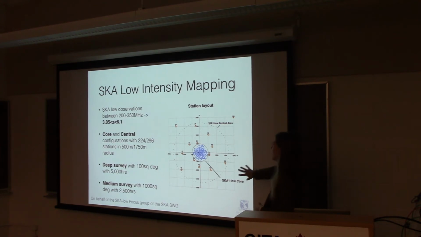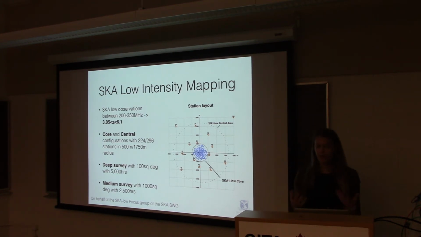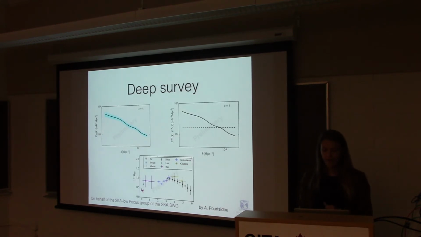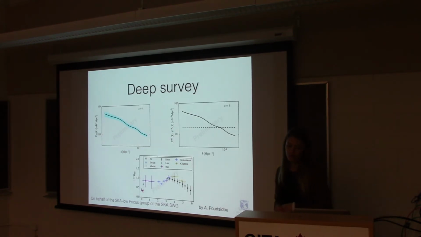This is just a station layout that you can use. You can either use just the core area, so you have a lot of short baselines, or you can also use the central area, depending on what you want to do. And these are just preliminary, quite basic forecasts, showing how well you could do without including too much in the way of systematics.